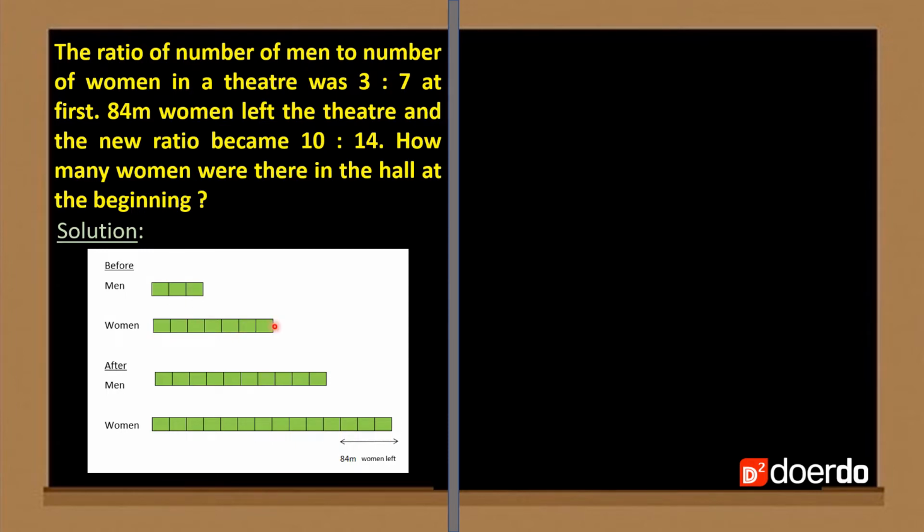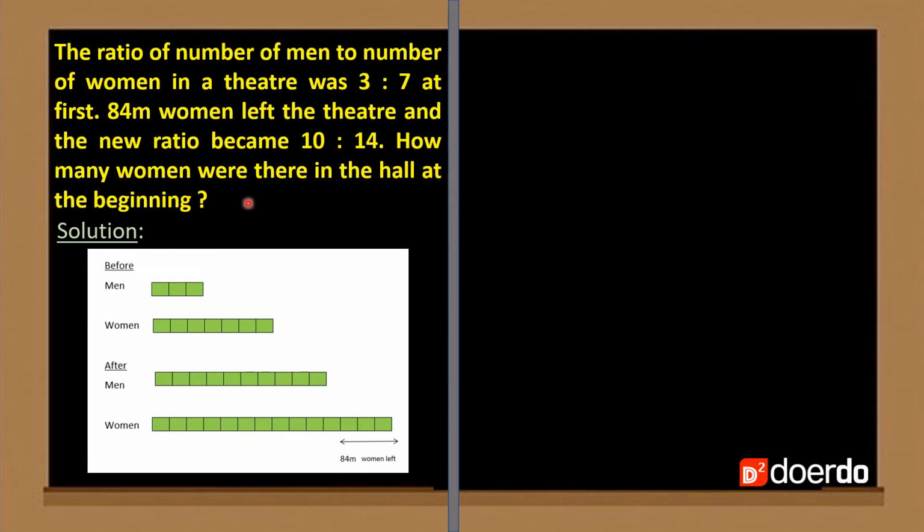This ratio is 3:7. The ratio of men to women, after 84 women left the theatre, is represented as a ratio, 10:14. And it is represented as units here. You can see, men is 10, thus it is represented as 10 units and women as 14 units. Now, we need to find how many women were there in the theatre or hall at the beginning.